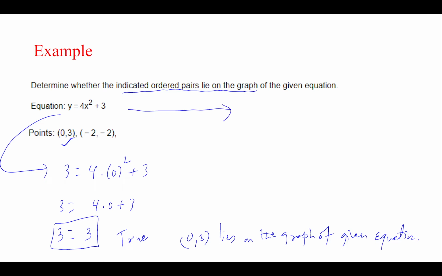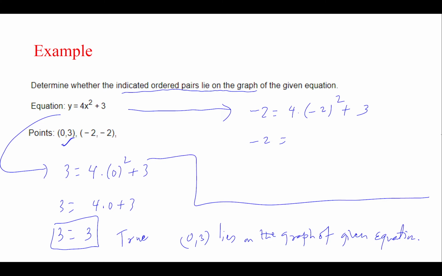Now you can check the same thing by using x equal to -2 and y equal to -2 here. So let's replace y by -2 and x by -2 as well, and just do the simplification. 4 times -4 plus 3... -2 equals 16 plus 3 is 19. So -2 is equal to 19, which is false. That means this point does not lie on that graph. So the answer is no.